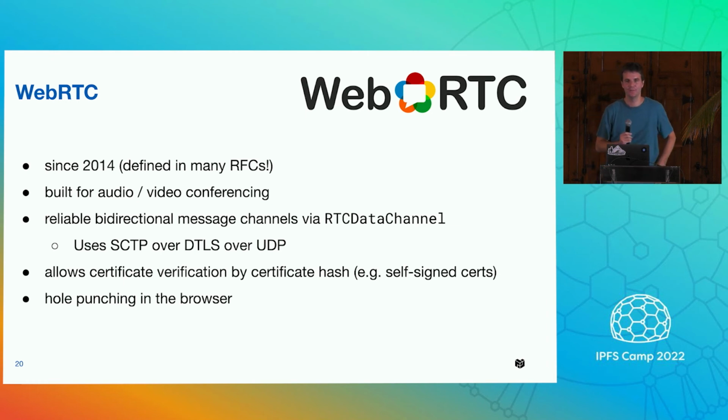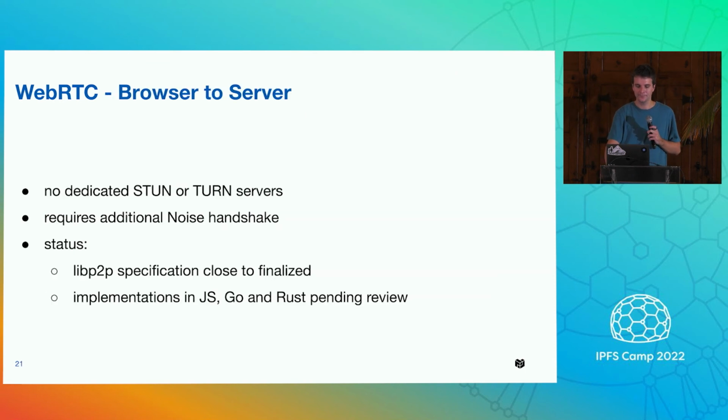WebRTC, because it's built as a peer-to-peer video conferencing protocol, also allows certificate verification by certificate hash. When you join a Zoom call, you don't need to get a TLS certificate, right? So that works, and it also provides hole punching capabilities. So you're able to establish WebRTC connections if you're in your home network and your router is blocking incoming connections.